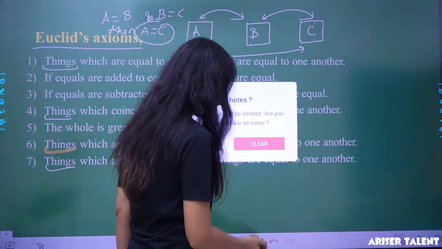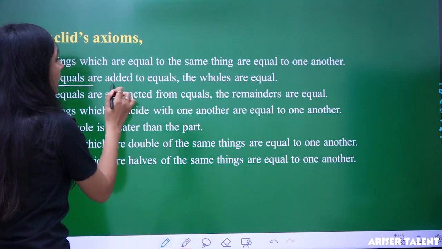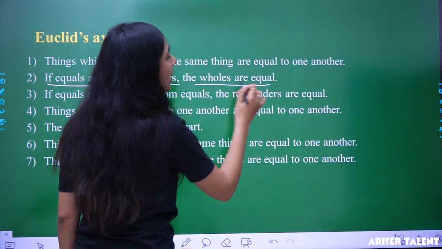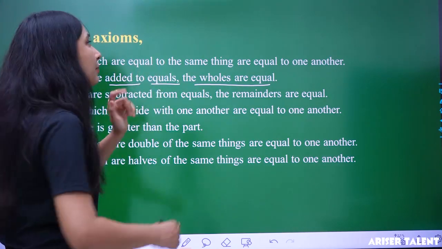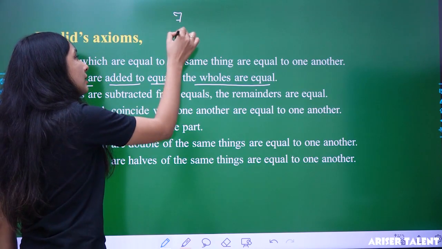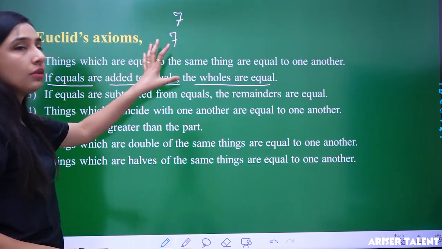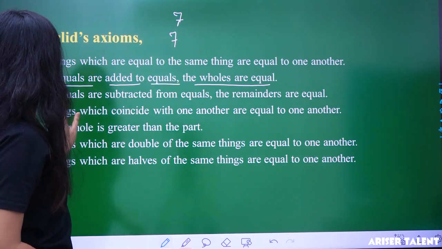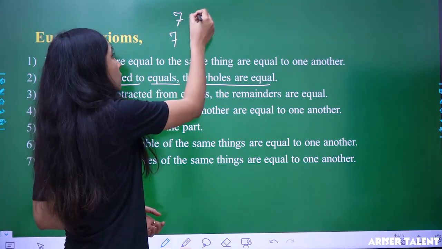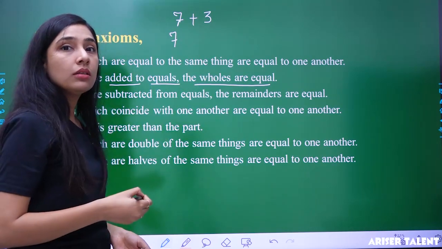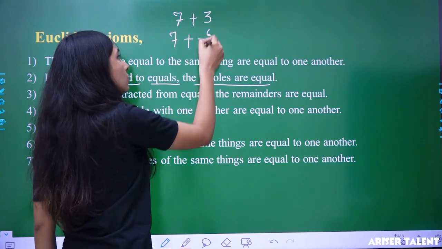Understood the first one? Talking about the second one: if equals are added to equals, the wholes are equal. What does that mean? I have some equals, like 7 is equal to 7. So equals are added to equals. Now 3 is equal to, let's suppose, 6 by 2. So these two are equals.